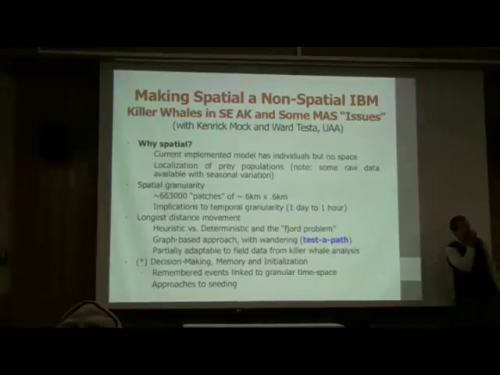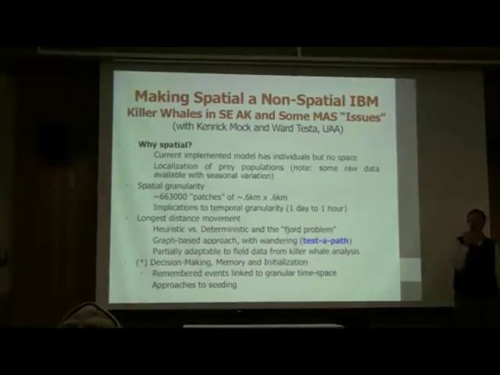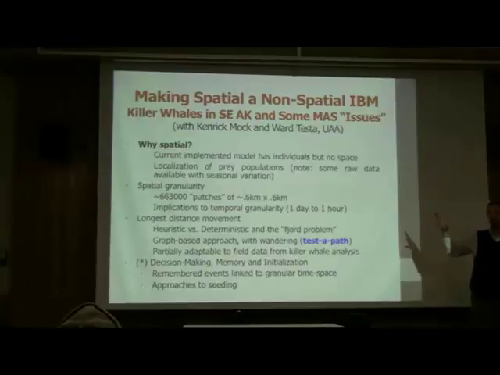So let me open up. I've rambled on for about an hour. Let me open it up to questions, and then at the end I'll show my interesting underlying travel path question. Yeah. So the killer whale study, what is the basic research question?